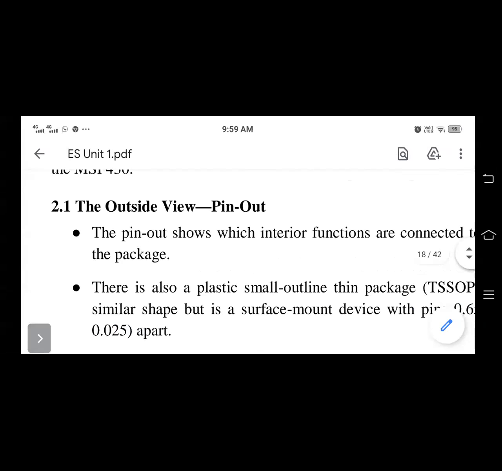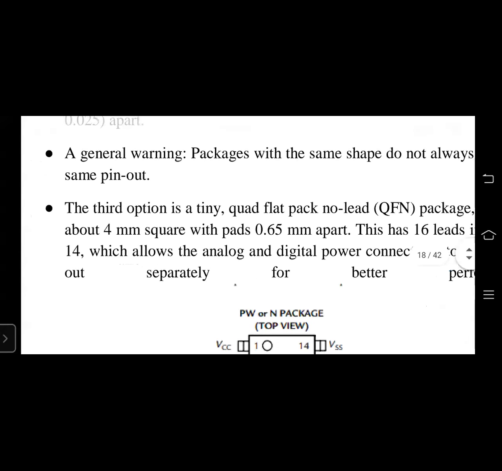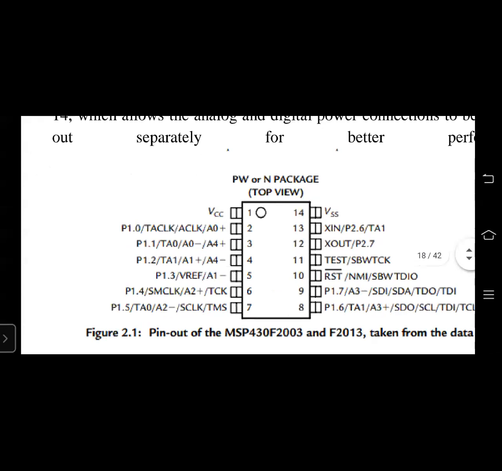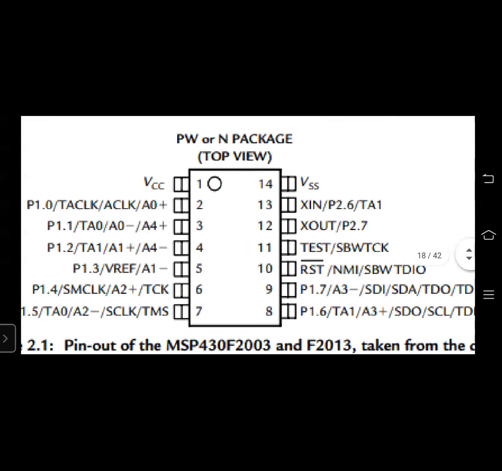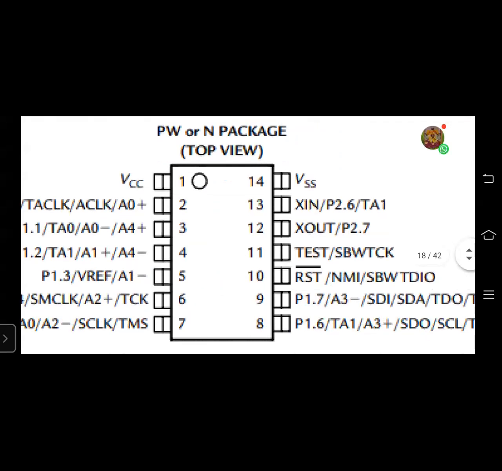So outside view, first in the first topic we will study about the outside view. So this is your outside view. Like see at the top view. So in the top view there will be a curve here, and from the left side of the curve, 1, what is written here is 1, 2, 3, 4, 5, 6, 7. So your MSP430 microcontroller is a 14 pin IC.